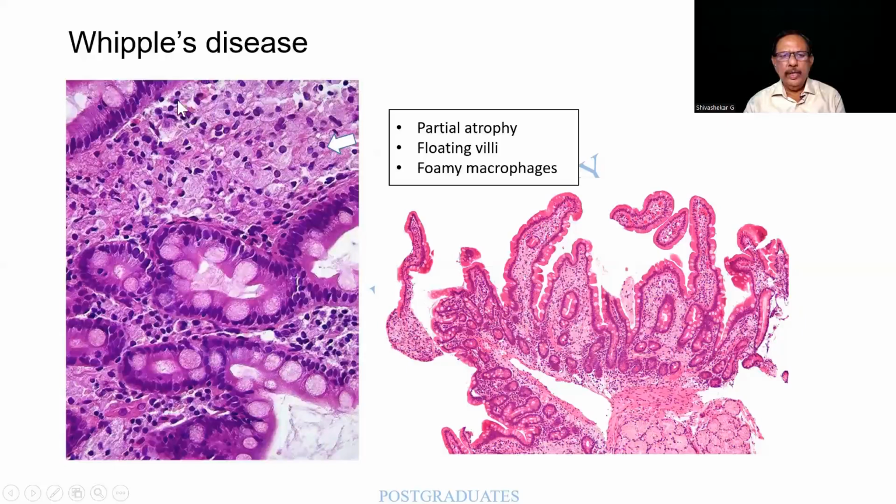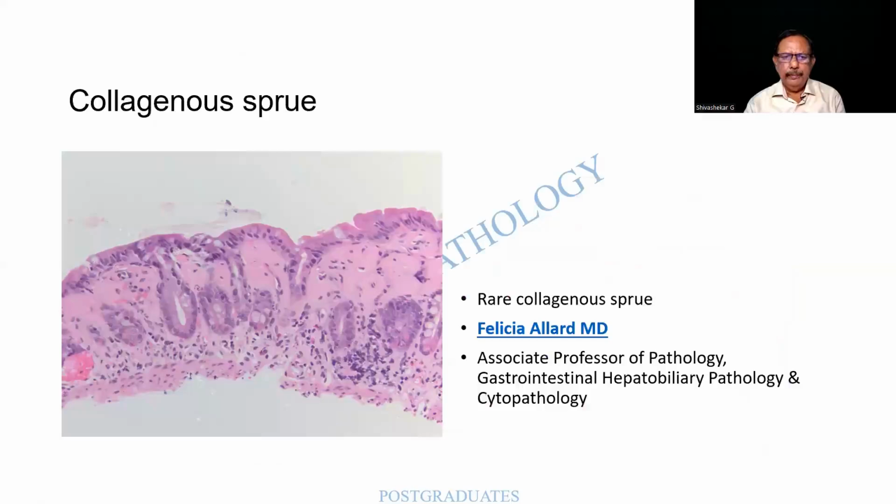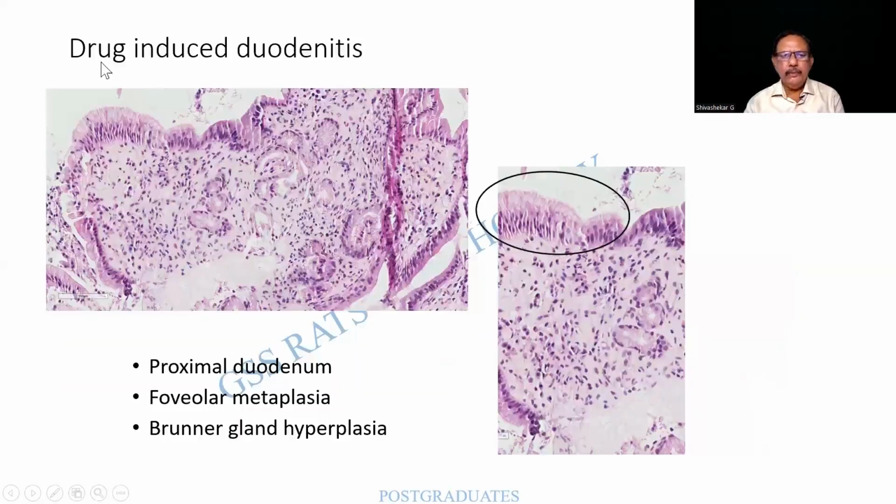And the villi, look at a higher magnification, you are able to see the foamy macrophages. What are the manifestations of Whipple's disease? You people should read them. Collagenous sprue. An author writes a rare condition over here, the reference is given. I find that below the epithelium, there is something acellular, like amyloid, that is being deposited, which happens to be collagen. A collagenous sprue, probably resulting in malabsorption.